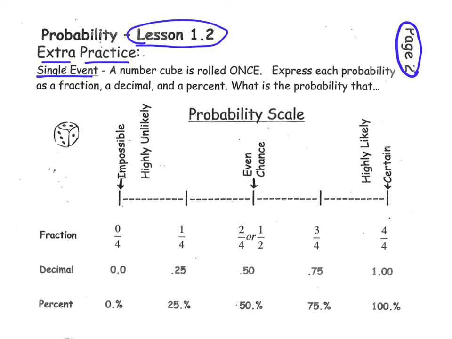Let's take a look at the situation we've been given. A number cube has been rolled once. Express each probability as a fraction, as a decimal, and as a percent.